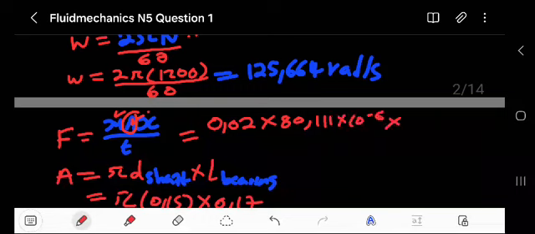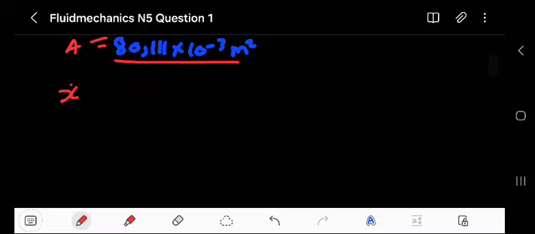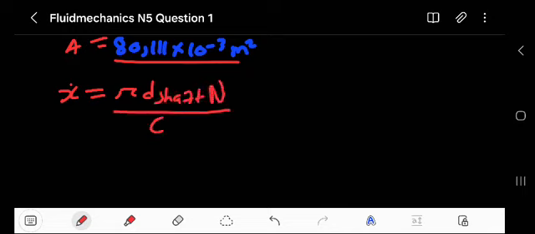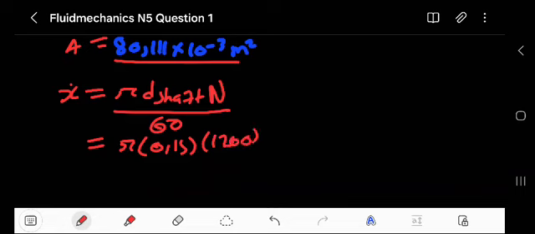Then what about the velocity? This x bar is velocity, or you can even use v. It is no problem. This indicates the velocity, which would be pi times the diameter of the shaft multiplied by n divided by 60. Pi diameter of the shaft is 0.15, n is 1000, 2 divided by 60.